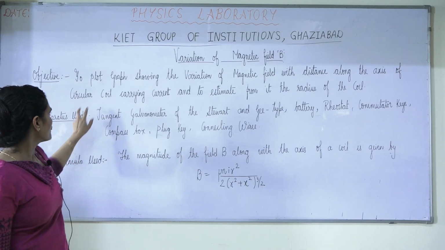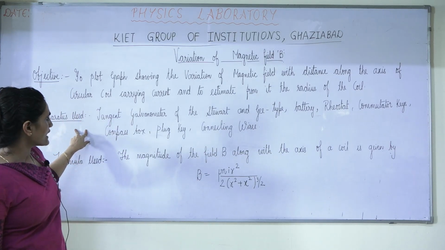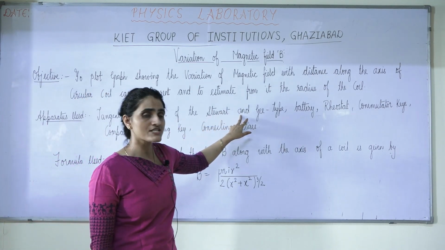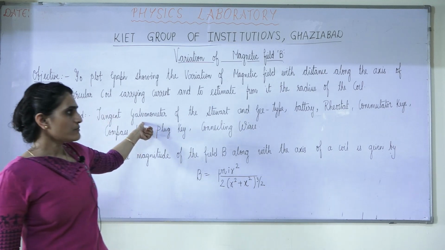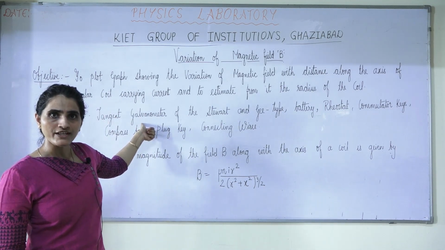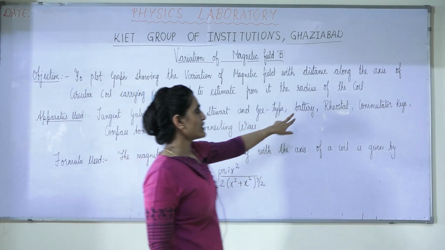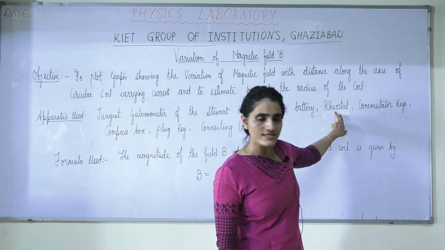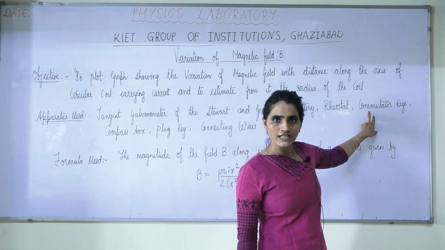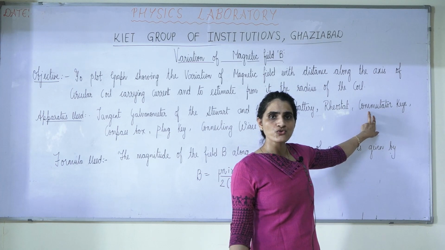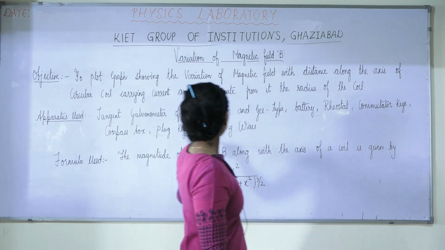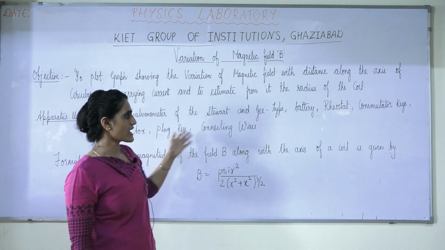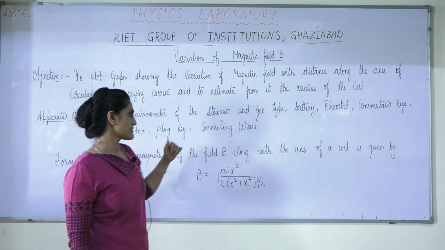For that we require some apparatus: a tangent galvanometer of Stewart and Gee type. The tangent galvanometer basically works on the phenomenon of the tangent law. Then we require a battery, a rheostat for varying the resistance, a commutator key whose main function is to reverse the current, a magnetic compass box, which is important, plugging keys, and connecting wires.